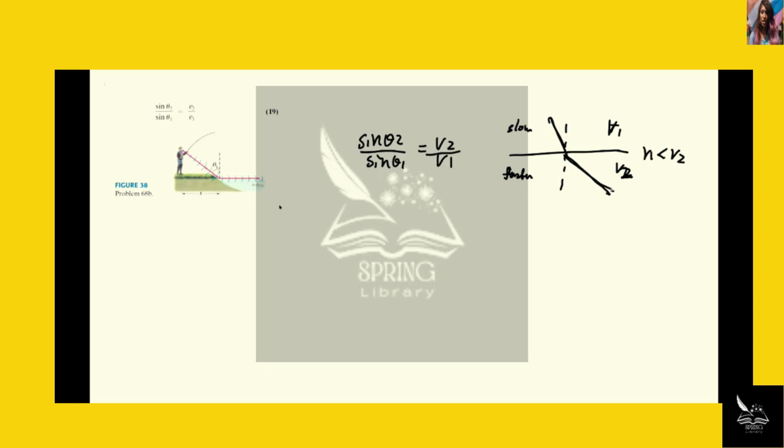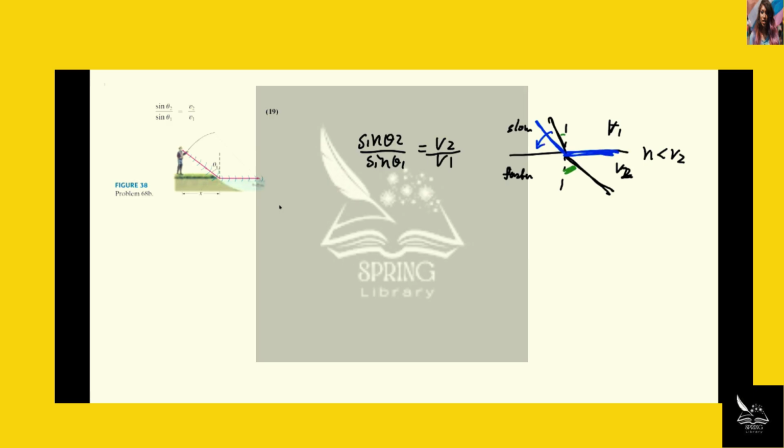But this angle cannot increase infinitely because since theta 2 is larger than theta 1, theta 2 will reach 90 degrees faster than theta 1. So there is a certain angle of theta 1 so that theta 2 becomes 90 degrees. And then if theta 1 is larger than this angle, then no light will be able to enter the second medium. All light will be reflected. So this is called the total reflection angle.